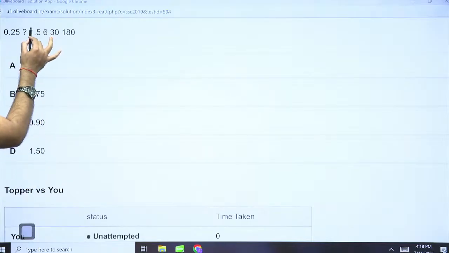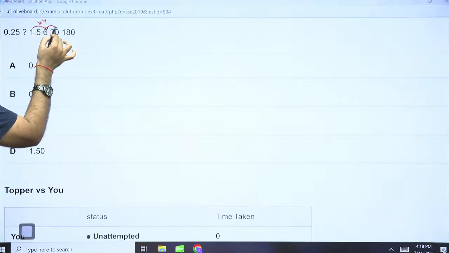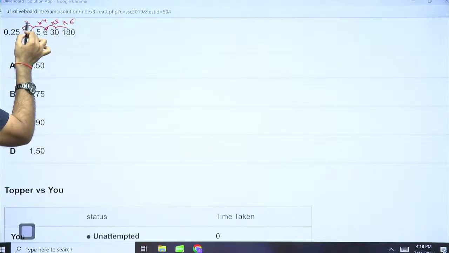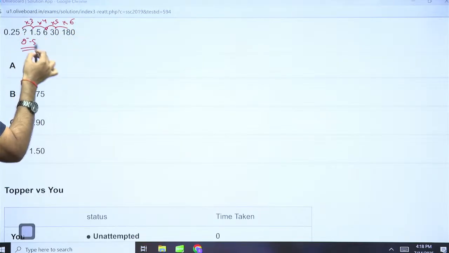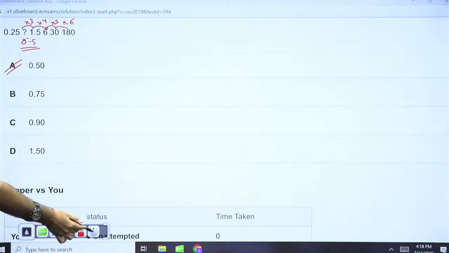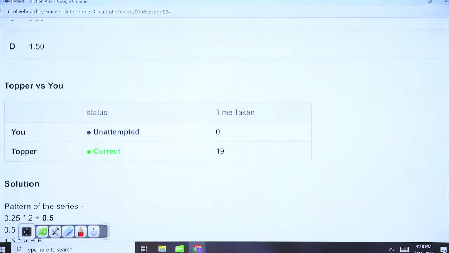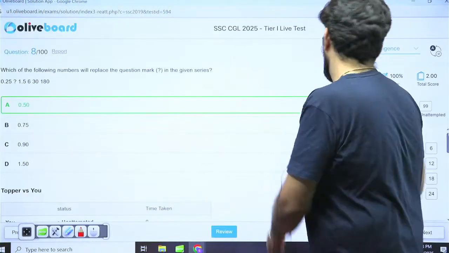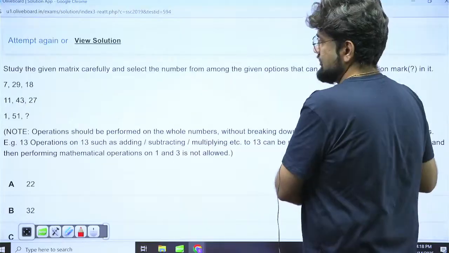Now 1.5 into 4 is 6, into 5 is 30, into 6 is 180. So what is happening here? Into 3, and 0.5 into 3 is 1.5. So option A is the correct answer. Don't even think twice about this one. 19 seconds. Wow. Excellent. That's the speed we are looking for. Okay. Next.